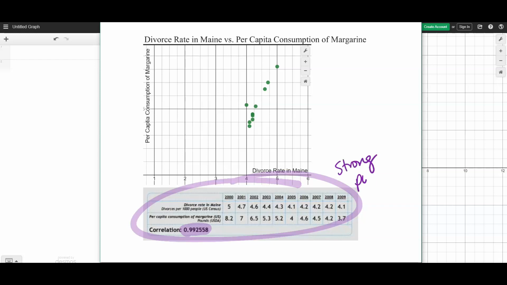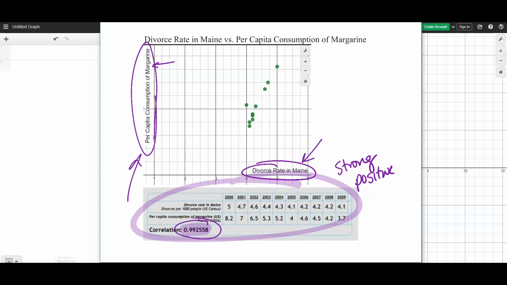But look at what we're actually measuring here. We're measuring the divorce rate in Maine versus the per capita consumption of margarine. That's butter. Does the amount of people who are divorced in Maine change how much butter we eat? No. But you know what? Someone who is trying to trick you might tell you how high this correlation is because the data is really close together, but you have to be smart enough to say, yeah, but that's not causation. Divorce rate doesn't cause us to eat butter.